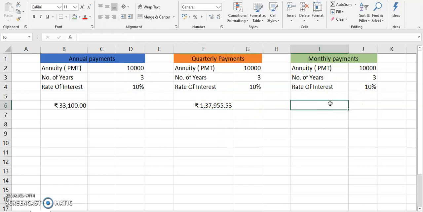Now, if the payment is made monthly, every month you pay 10,000 rupees for 3 years. First of all, please be careful about 2 things. One is the number of payment periods and the second is the rate of interest. In this case, in a single year there are 12 payments, and for 3 years there would be 36 payments, and the rate of interest would be divided by 12. Rate of interest we take into consideration for each period.